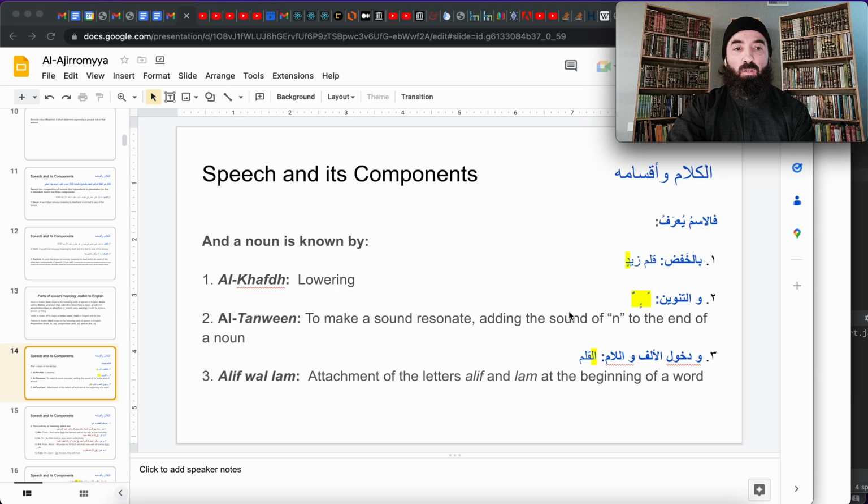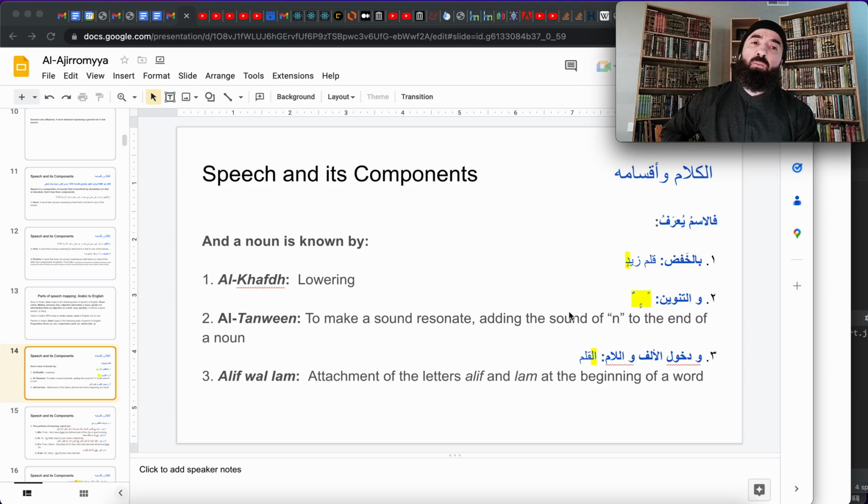Inshallah, we will continue our Arabic lessons. We are studying the book Al-Ajirromyya, a beginner's book in Arabic grammar and Nahu. We mentioned the different parts of speech in the previous lesson, and inshallah today we will talk about the signs of the parts of speech in the Arabic language. And we'll probably just have enough time to go over the noun.